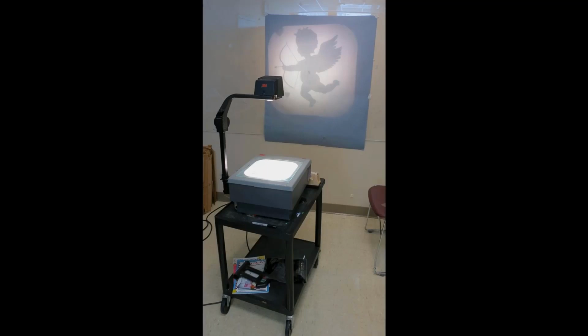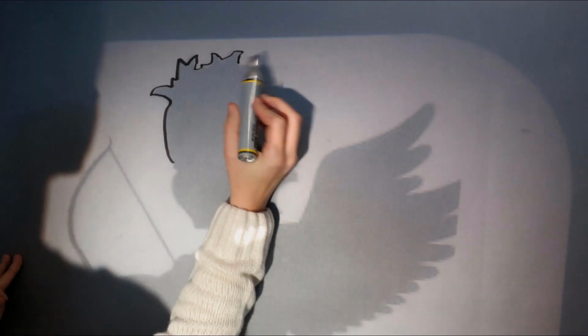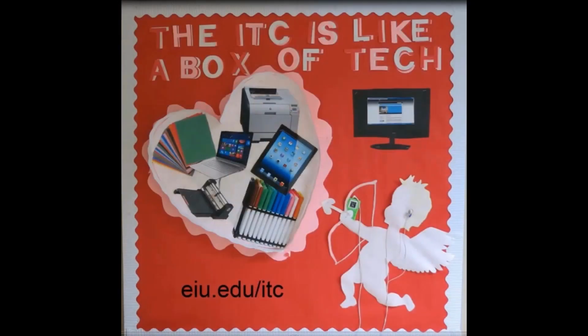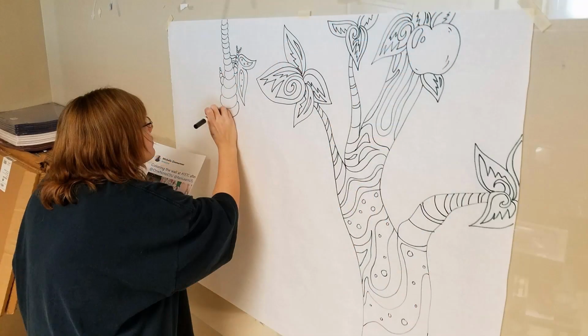We have an overhead projector where we can go out. In this particular one, we were doing a Cupid bulletin board. So there's one of our students tracing it out, and then we can cut it out and make our bulletin board. So here's an example. The ITC is like a box of tech. And do you notice what the little Cupid character has there? Another MP3 player? Listening to? Tech Talk for Teachers? That's right. So we kind of have that theme running through just to kind of advertise, let students know that we do a podcast.